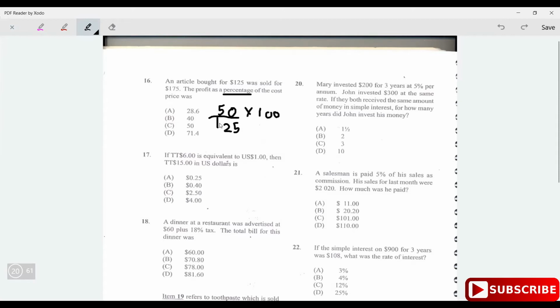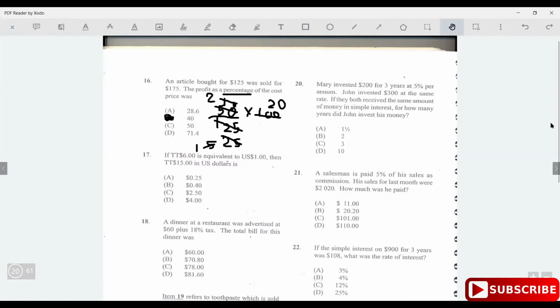Now, 5 into 125 goes 25, and then 5 into 50 goes 10 times. Then I can say 5 into 10 goes 2 times, 5 into 25 goes 5 times, 5 into itself 1, 5 into 100 goes 20, 2 times 20 is 40, and so you made 40% profit.